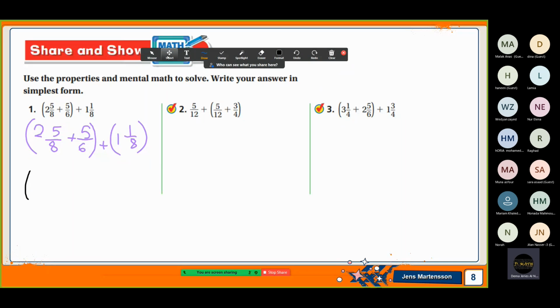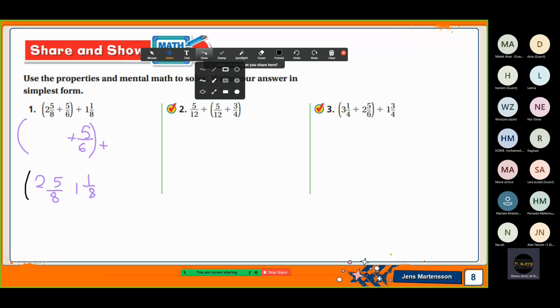And where are the fractions that have the same denominator? They are 2 and 5 over 8 and 1 and 1 over 8. I will put them together now. Why do I have to put them together? Because they have the same denominator. And then I will add 5 over 6.